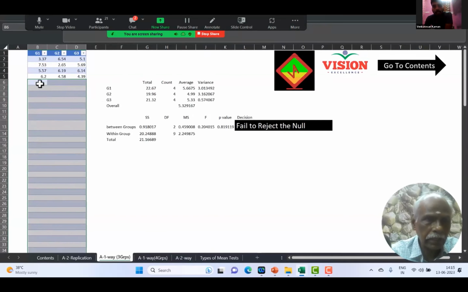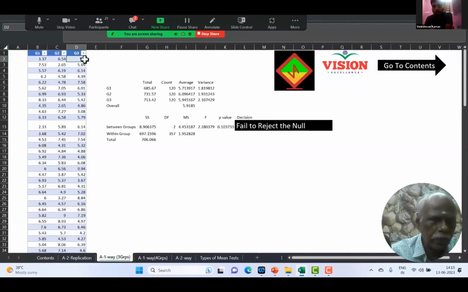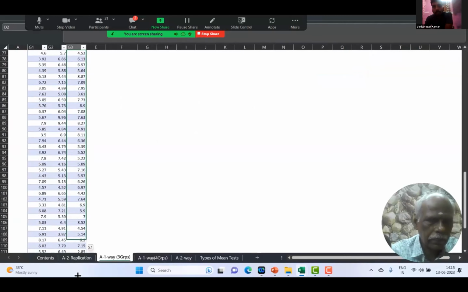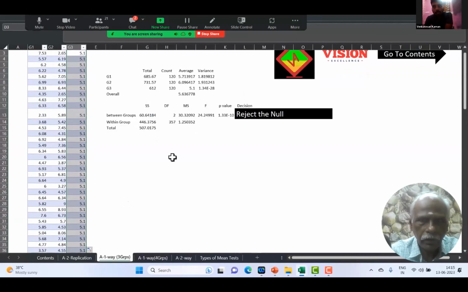So I will replace the data. You can see here 120 data points are provided, and the result is fail to reject the null. That is, all the 3 groups are the same. There is no deviation here. Suppose, for example, I change this 5.1 only. I will copy it throughout. Then we will see what happens. See here, reject the null, because this is a particularly different one. This is varying from the remaining groups.